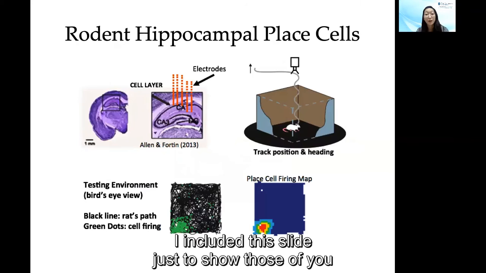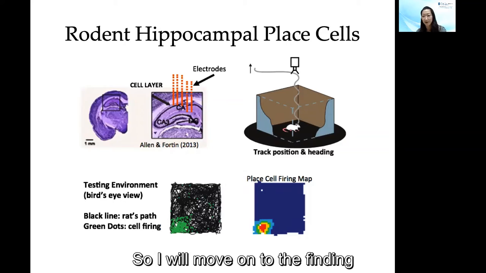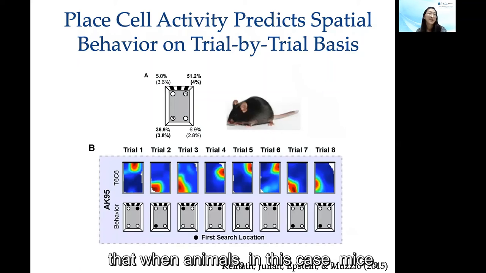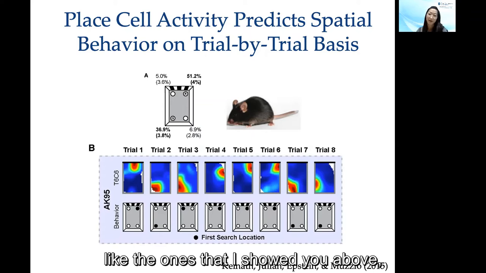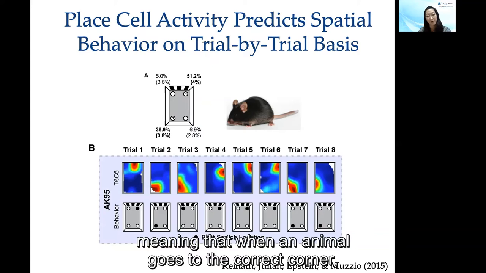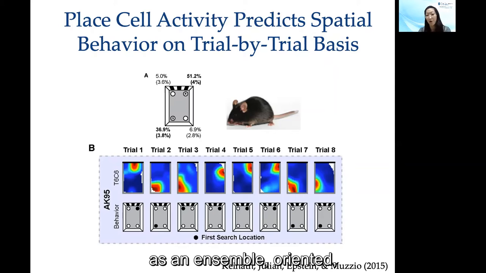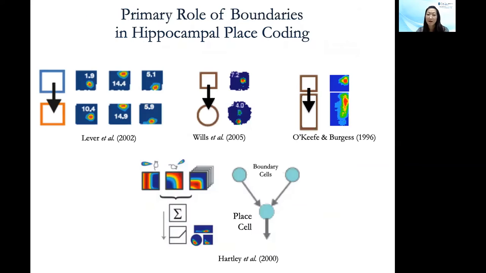I included this slide just to show those of you who are unfamiliar with how place cells are recorded from the hippocampus of freely behaving animals, but it's quite self-explanatory. So I will move on to the finding that when animals, in this case mice, perform a disoriented search task like the ones that I showed you above, the place cells correspond with the animal's behavior at the level of single trials, meaning that when an animal goes to the correct corner, the place cells are oriented in a particular direction, but when the animal makes a rotational error, the place map is also, as an ensemble, oriented 180 degrees rotated.